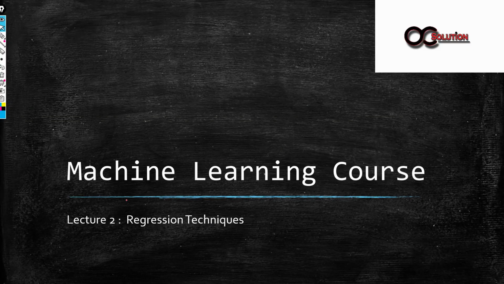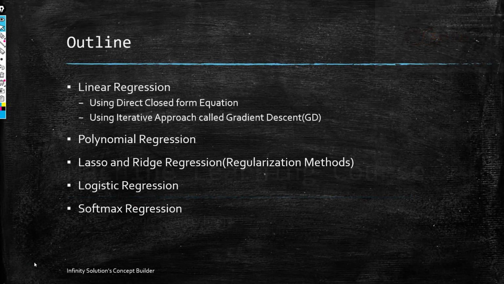Hello all, so let's continue with our lecture number 2 now. Lecture number 1 was basics of machine learning. Now we are starting with actual machine learning techniques, and the very first is regression techniques. So we'll start with linear regression. It's a very simple model. Then we'll see its two variants.